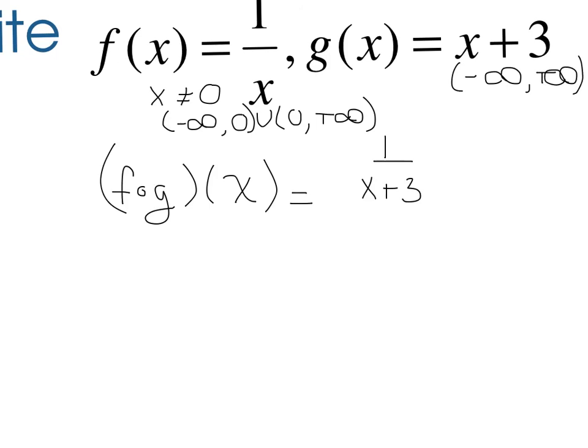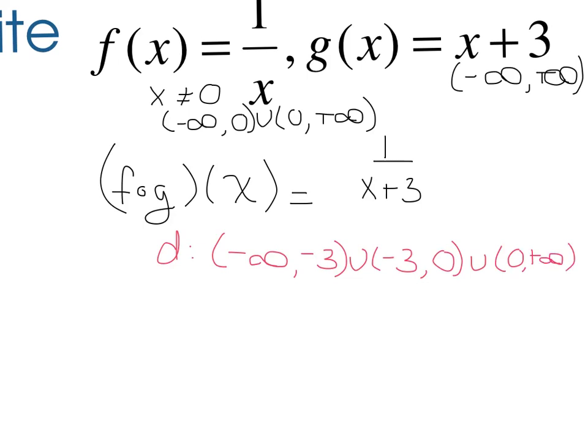So when I look at my new function, my composite function, do you see that x cannot equal -3? Now you have two restrictions, what you had from f and what you get from the composite. So you cannot have 0 now, and you cannot have -3. So your new domain here, if we're using interval notation, -infinity to -3, union, -3 to 0, union 0 to positive infinity. Again, because x here cannot equal -3, and from the original x cannot equal 0. So you have to consider both.